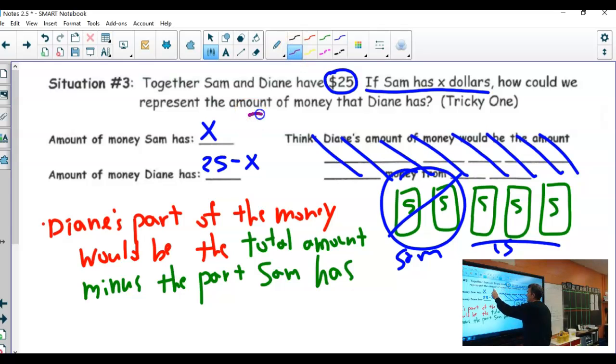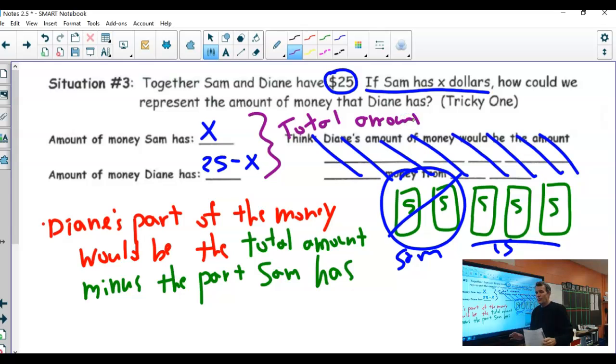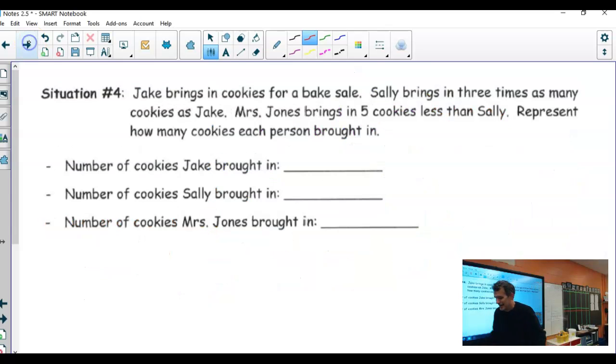Okay, this right here is how you always represent a total amount. You would always represent a total amount as X and total minus X. A little bit tricky. All right, we got, I think, 2 more quick ones here. 2 more quick ones and we're done.